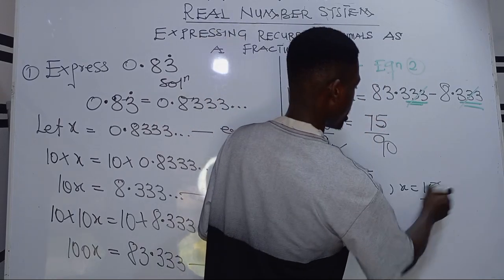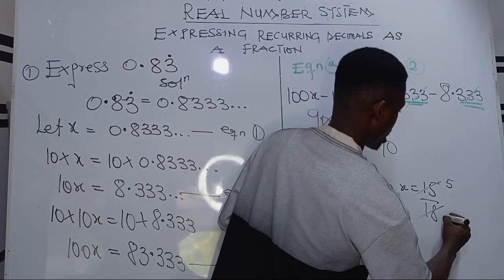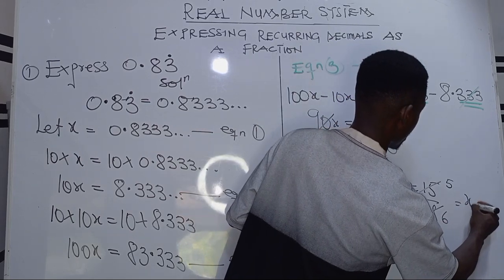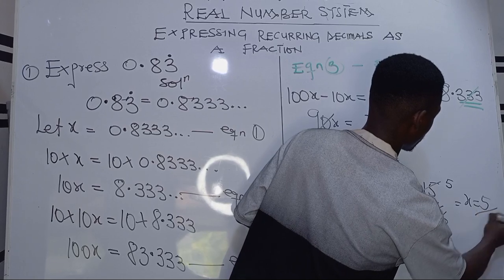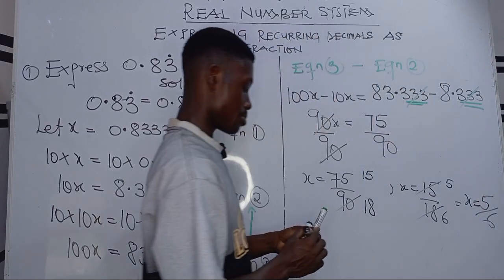So we have 3 into 15, we have 5. And then 3 into 18, we have 6. So we have our s is equal to 5 over 6. Very, very easy and simple.